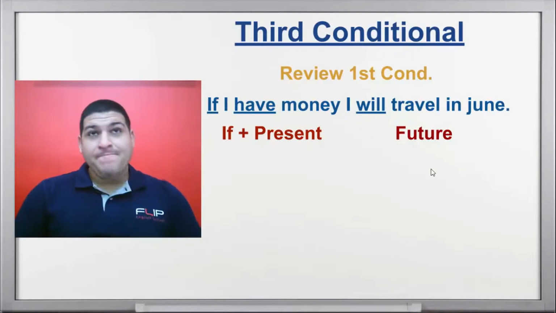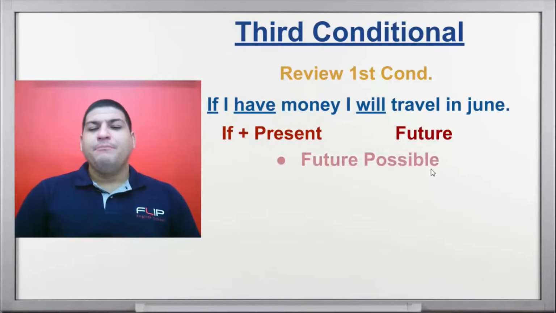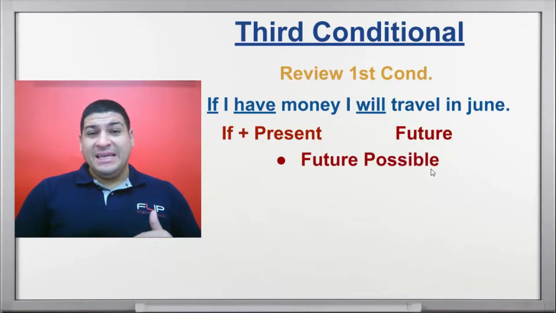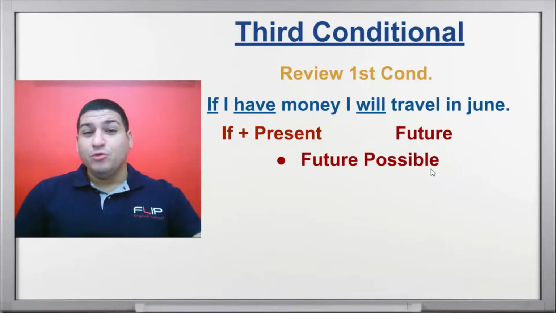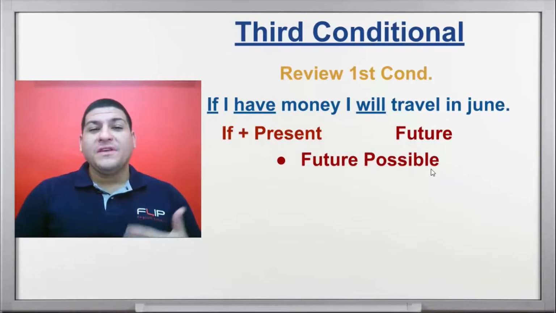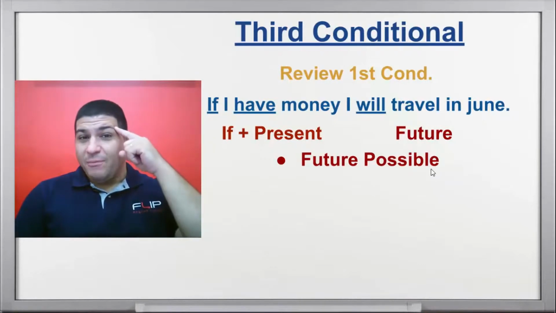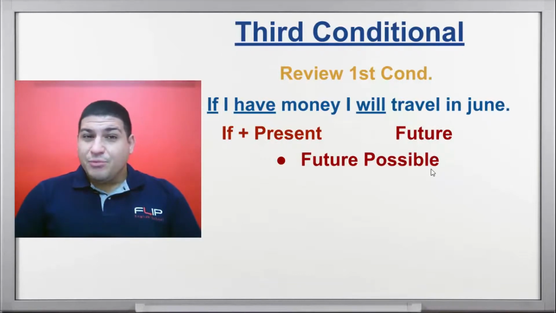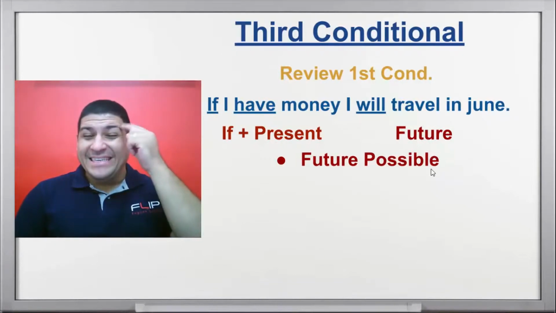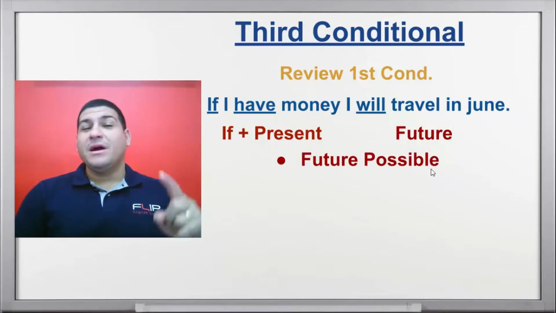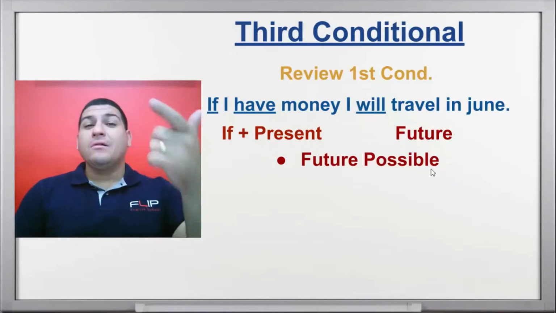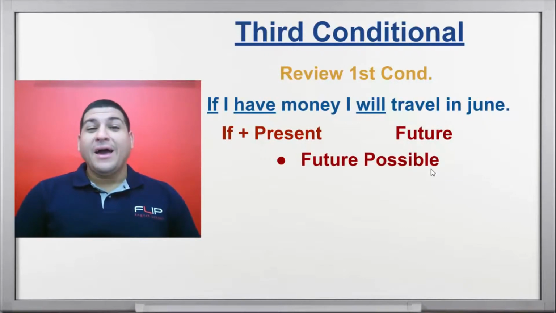Pay attention here. What does this mean? Well, basically what it means is that it's a possibility in the future. So the name we're going to call this first conditional is future possible. Okay, so if I have money in the future, have is in the present, right? If plus present, but the idea is future. If I have money in the future, I will travel in June. Simple enough. Let's review the second conditional now.